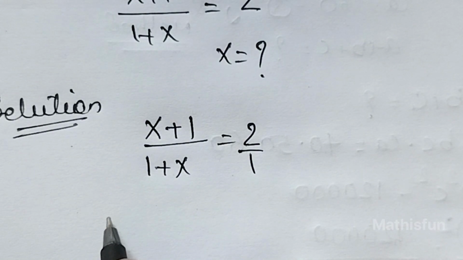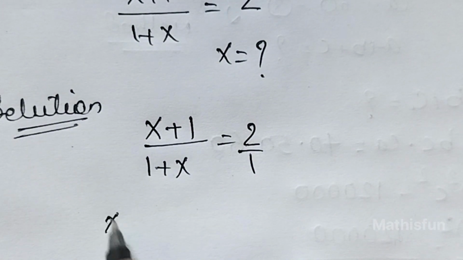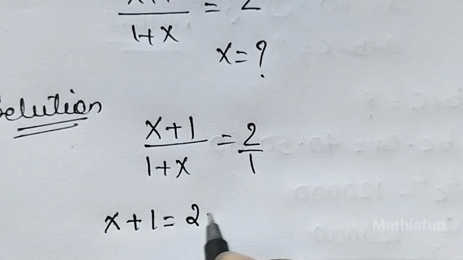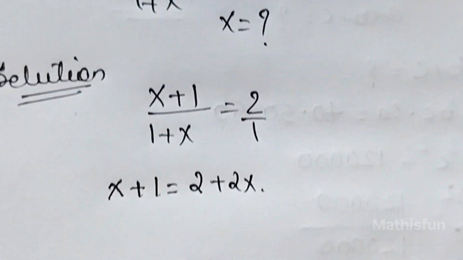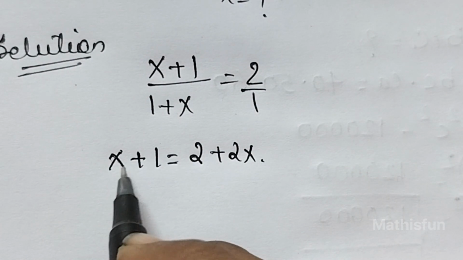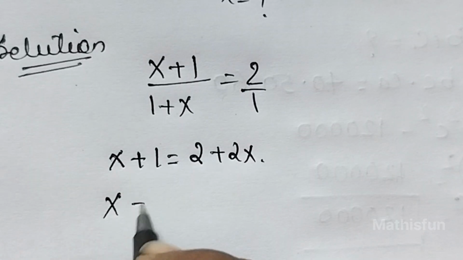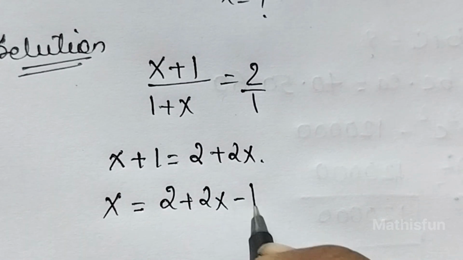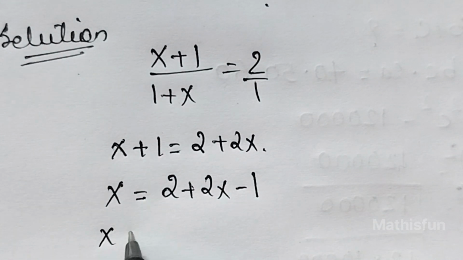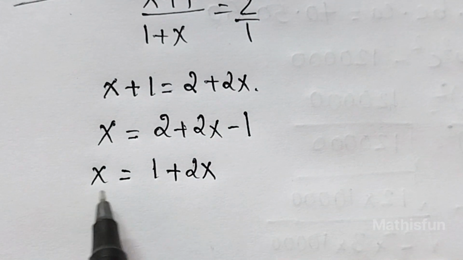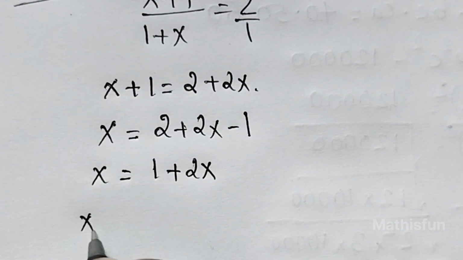We'll cross multiply. This becomes x + 1 = 2 + 2x. Now, we'll take this 1 to this side. So this becomes 2 + 2x - 1, that is x = 1 + 2x. Clear? Now we'll square both sides.